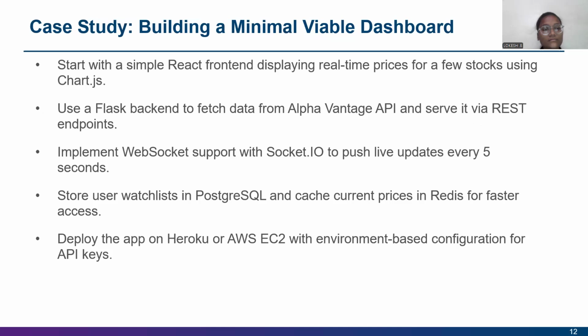And the next case study is building a minimal viable dashboard. Start with a simple React front end displaying real-time prices for a few stocks, using Chart.js. Implement WebSocket support with Socket.io to push live updates every 5 seconds, and deploy the app on Heroku or AWS EC2 with environment-based configuration for API keys. Store user watch lists in PostgreSQL and cache current prices in Redis for faster access.